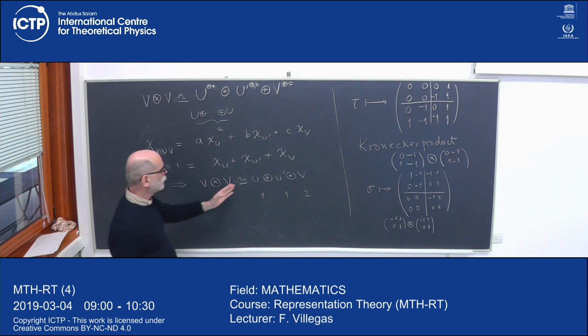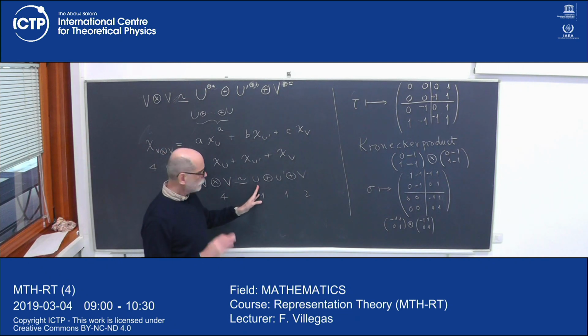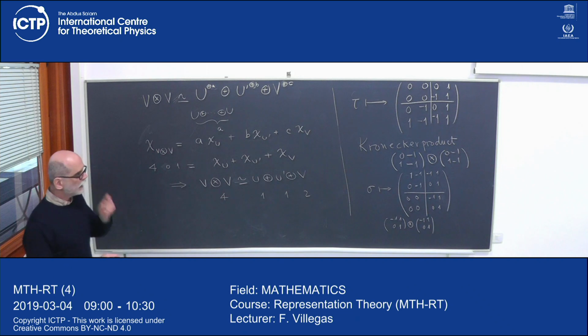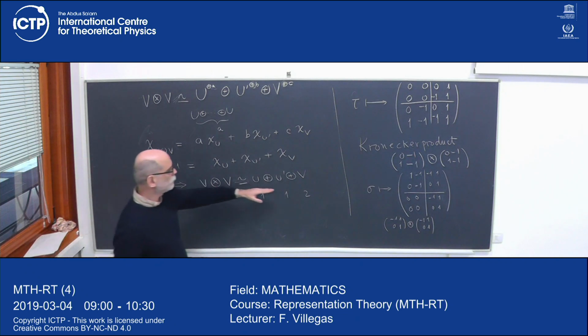So what this is telling us is that in the space of dimension 4, V tensor V, there is one one-dimensional subspace, a line, that is completely fixed by the group. There's another line that is acted on by the sign, so tau acts trivially and sigma changes sign. And then there is a two-dimensional subspace in which the action is just the same as on V. Okay? So I'd like to actually identify these spaces.